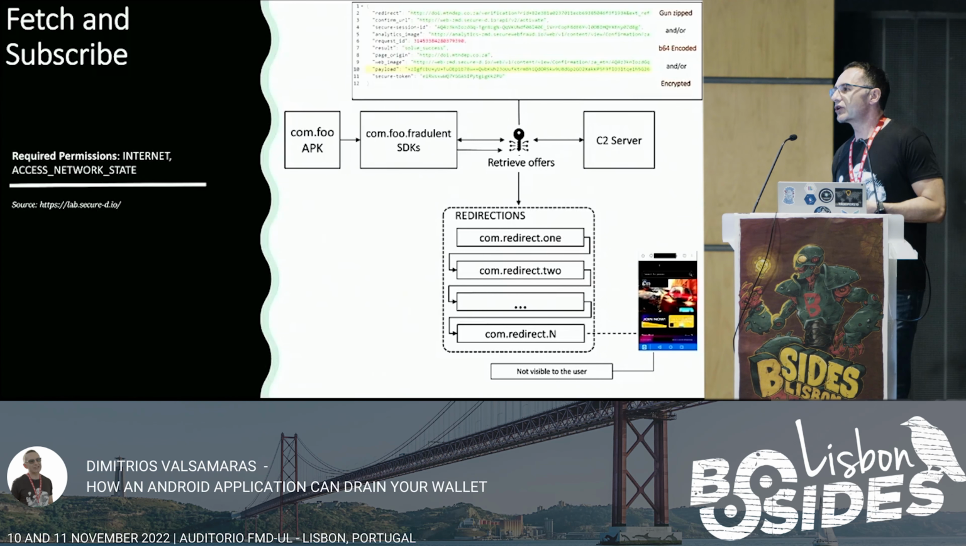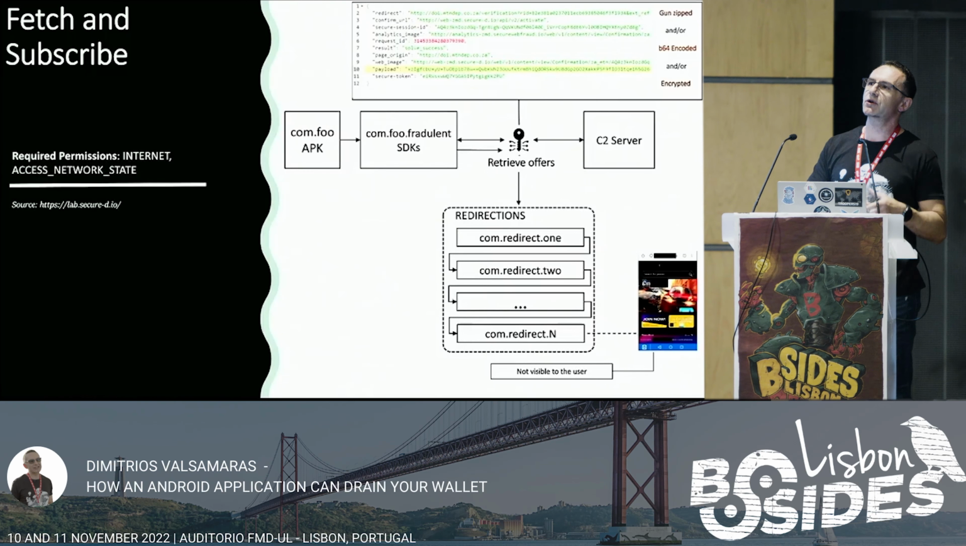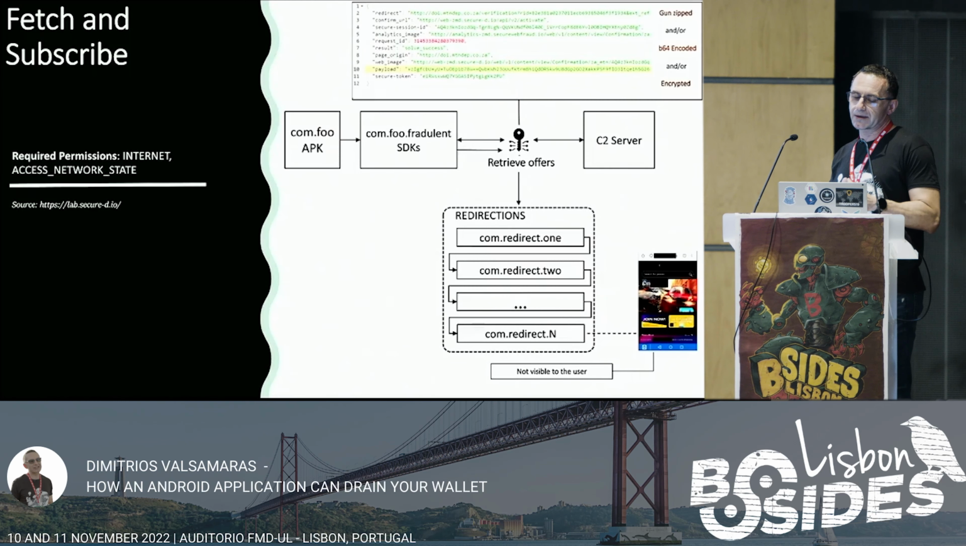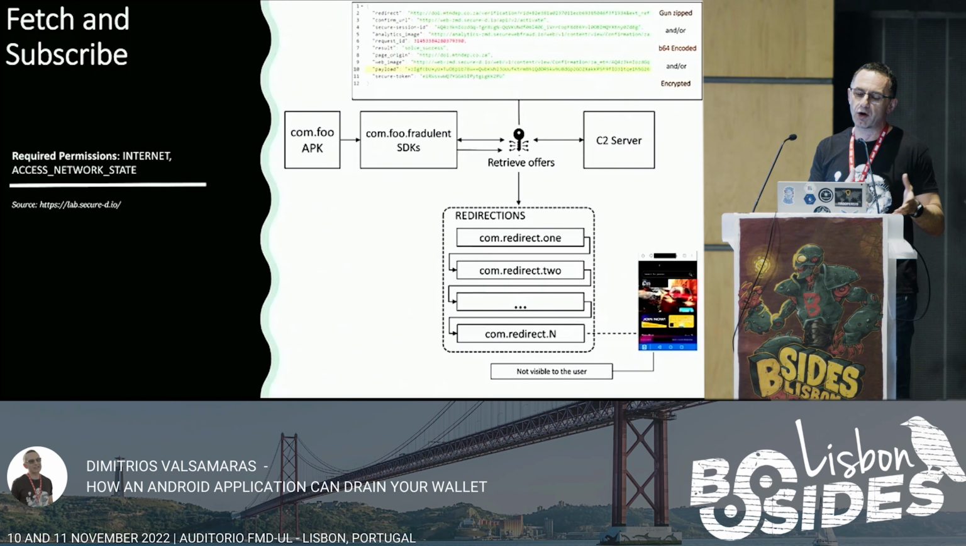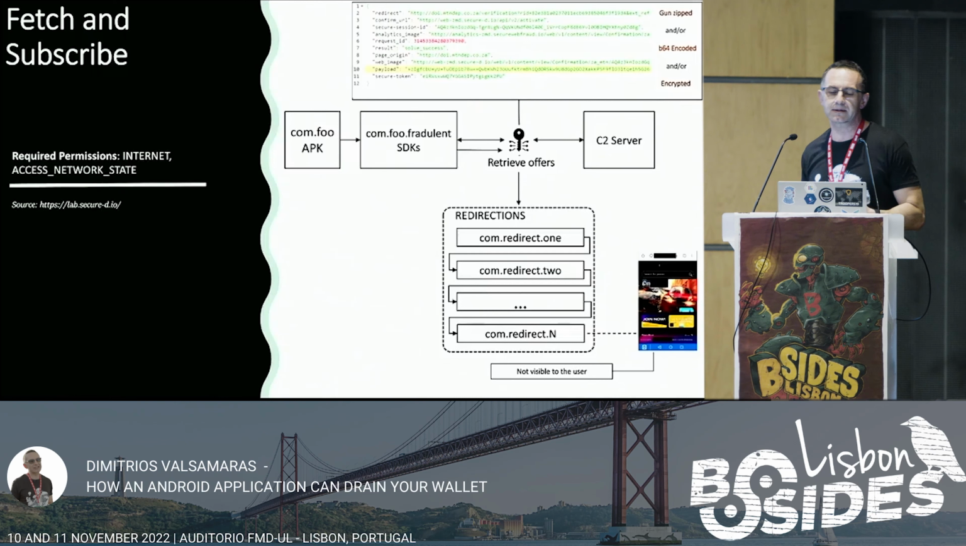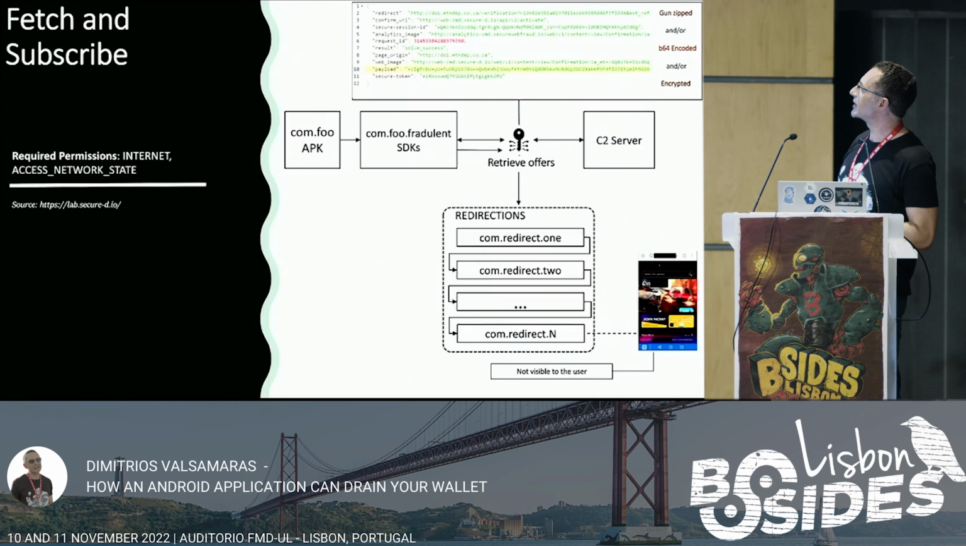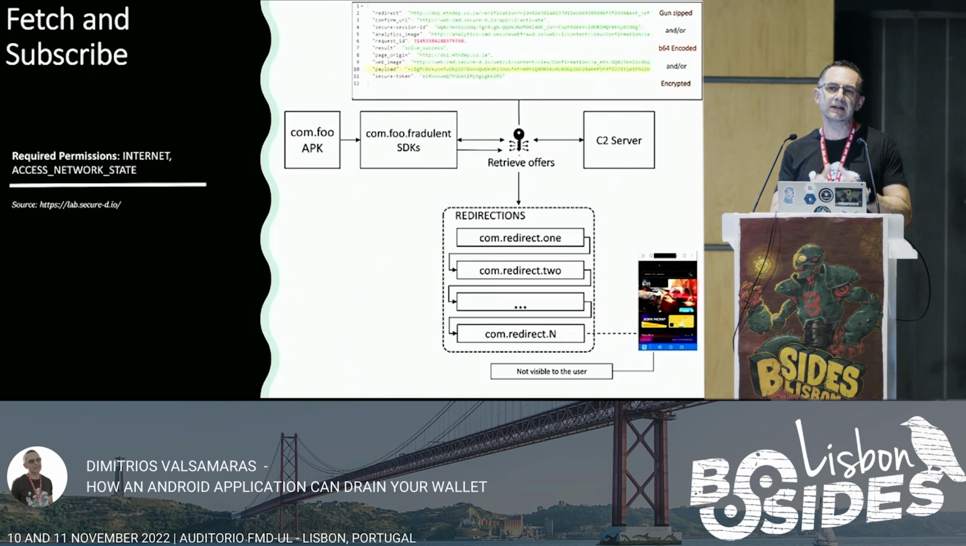So they will retrieve, usually they retrieve some kind of a JSON object which contains something similar to what you see here. So something important here is the offer URLs. So it will get one of these offer URLs, which will lead to a redirection chain, as you see here. And this redirection chain will finally lead to the landing page. Now, this landing page will be loaded to a web view which is not visible to the user. So the user, again, so far, won't understand something.